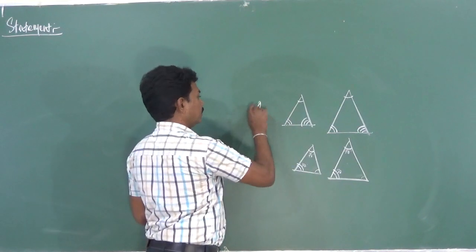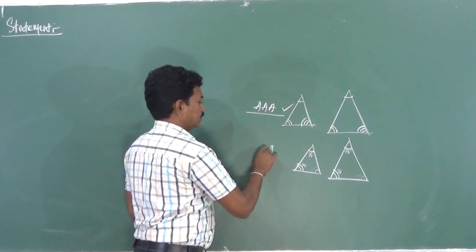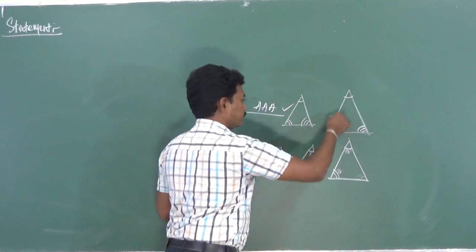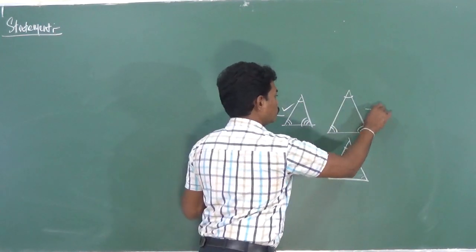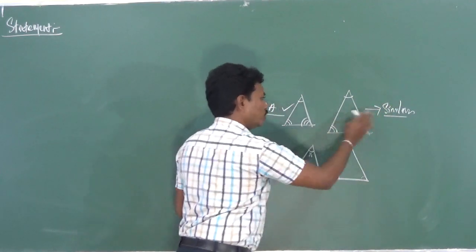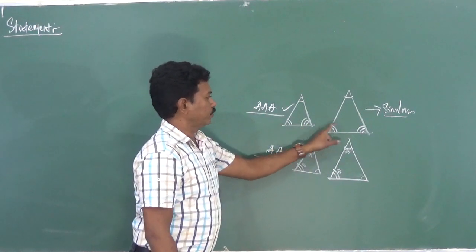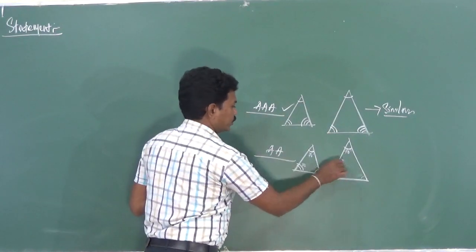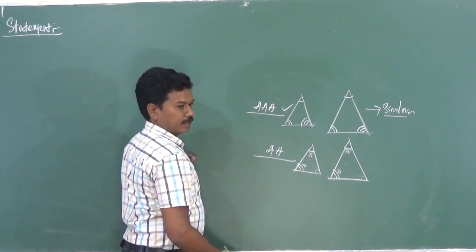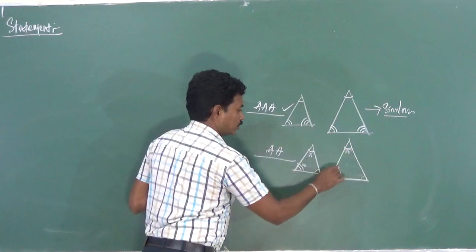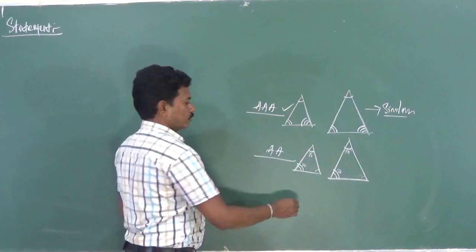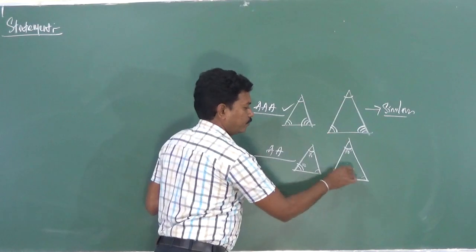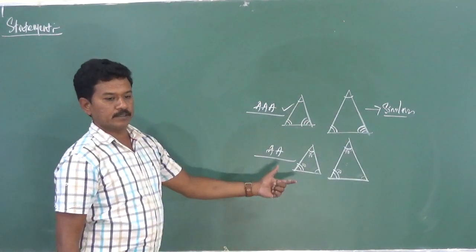So this is called the AAA criterion for similarity of triangles, and this is called the AA criterion for similarity of triangles. If three angles of one triangle are correspondingly equal to the three angles of another triangle, then the two triangles are similar. We can do this, but here we are proving all three corresponding angles equal to each other. No need for that, because in order to prove any two triangles similar by proving that they are equiangular, just show that two pairs of corresponding angles are equal. No need to prove that the third pair is also equal, because according to the angle sum property, the third angle will be equal.